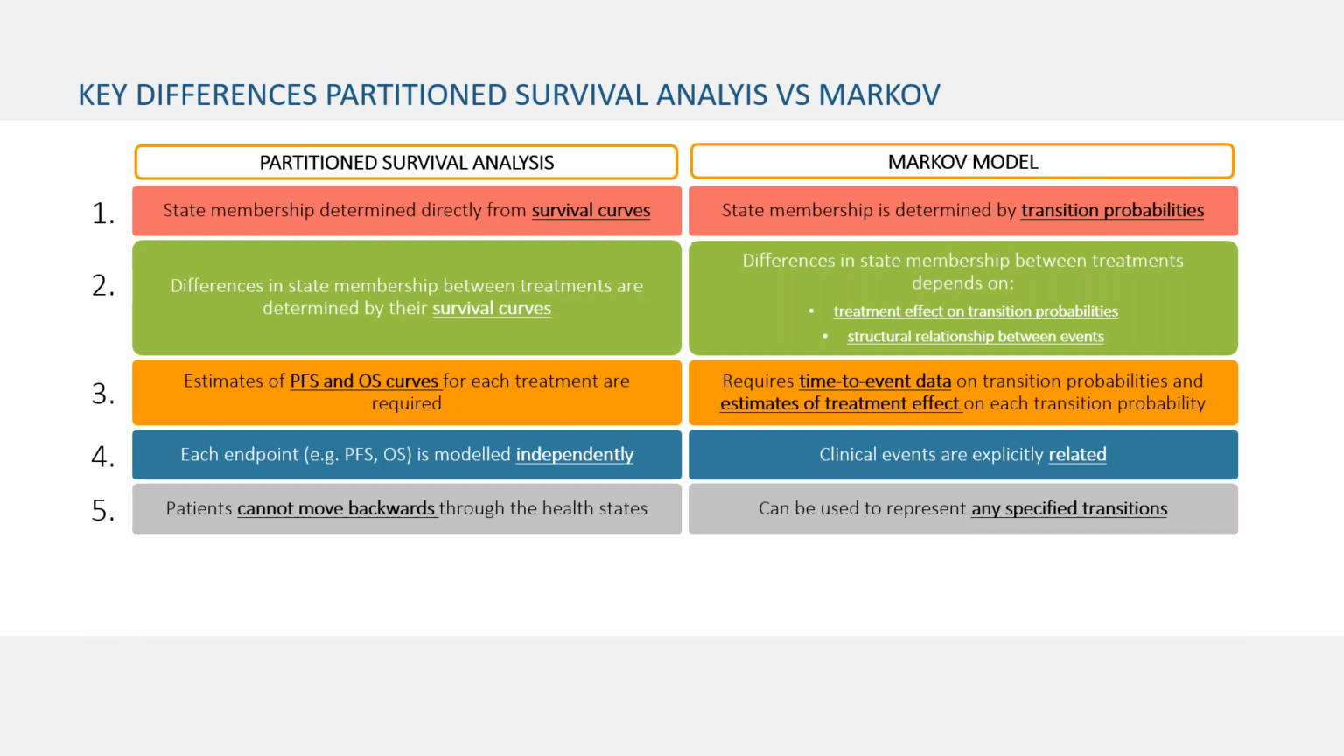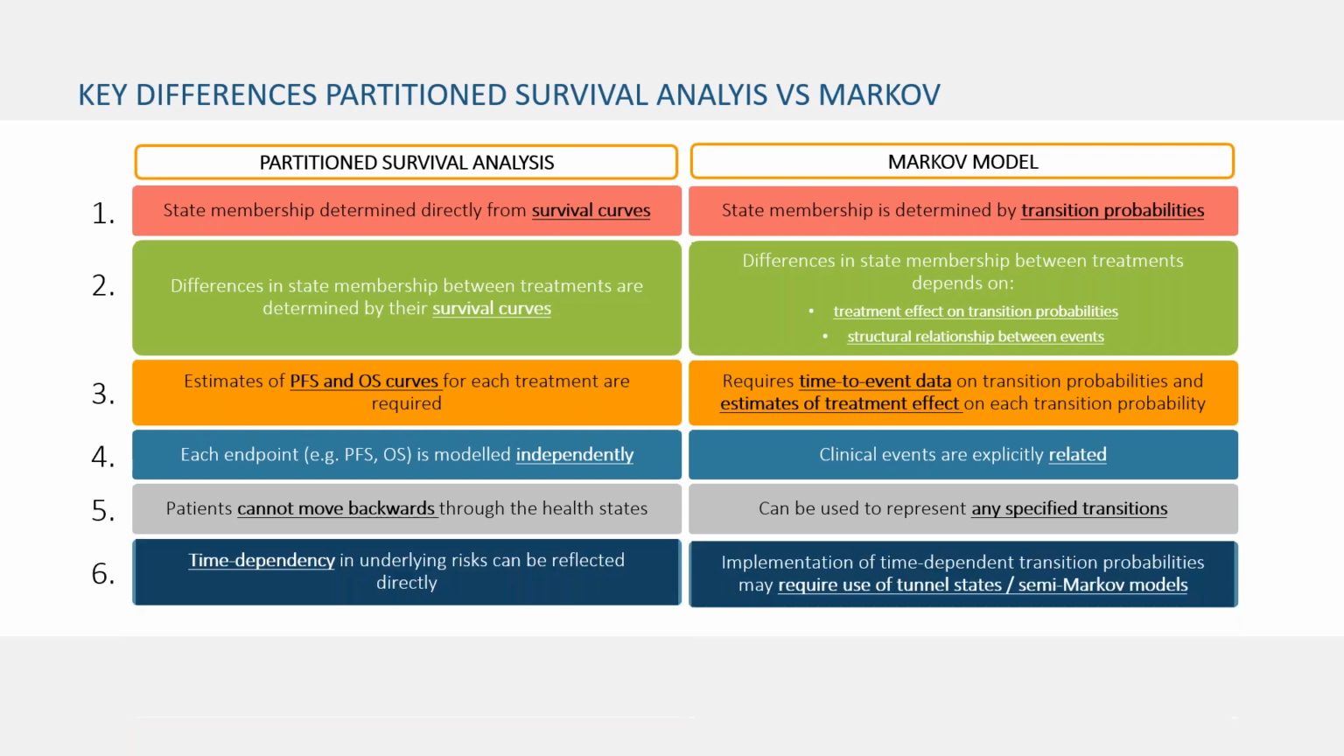This next point we've already mentioned as well, that you can't move backwards through the health states, whereas in a Markov model you have full flexibility to represent any transitions that you wish. And lastly, but not least, as this is a very important point, that in partition survival analysis, you're directly taking into account the time dependency, because by applying the OS and PFS curves, the risk changes over time. Whereas in a Markov model, you use transition probabilities that are constant over time, and if you wanted to take into account time dependency, you may need to use tunnel state or semi-Markov models.